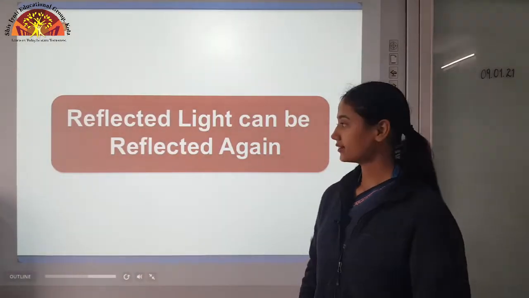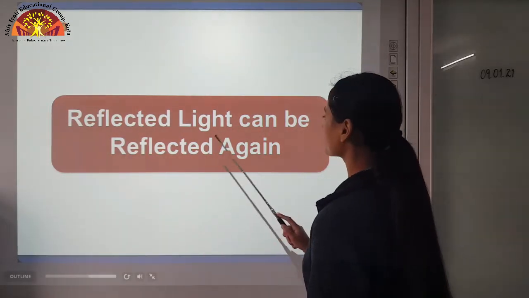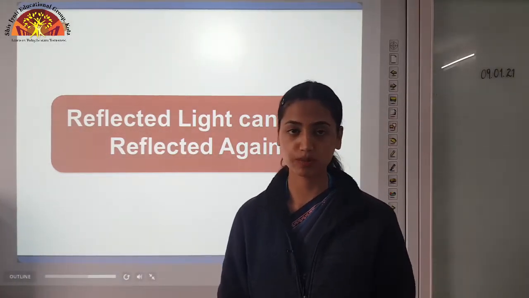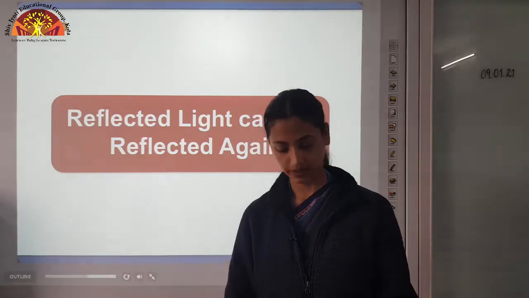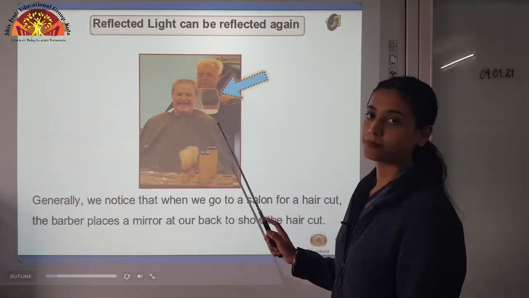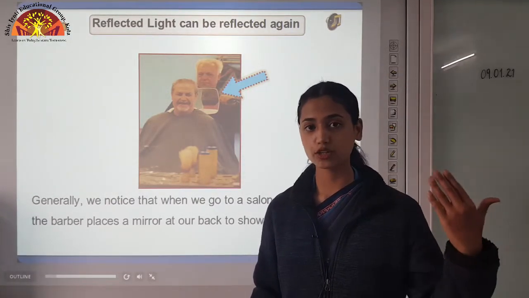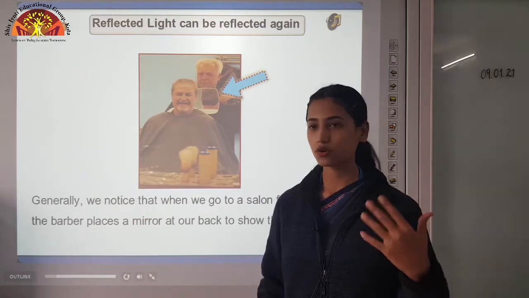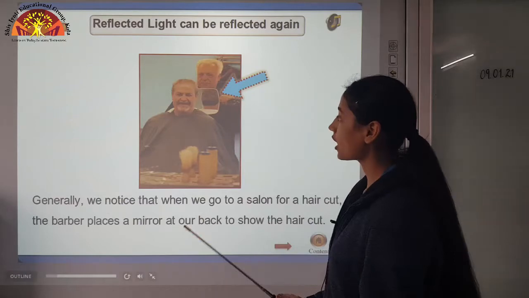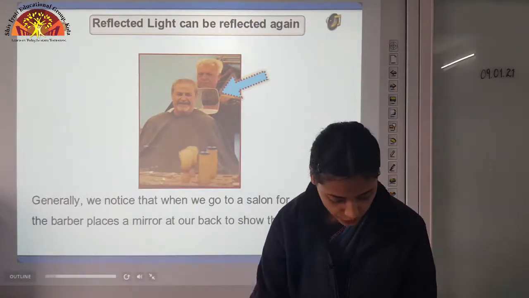Okay, then the next topic, an interesting topic: reflected light can be reflected again. It is not that only one reflection will be performed; multiple reflections can happen. Like in the case of a barber shop. When you get your hair done, you want to see the back side of your head, but without a mirror we are not able to see the back side. So how is that possible? How can we see our back part? By using two mirrors.